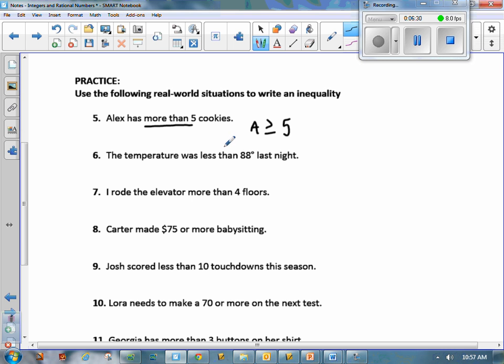The temperature was less than 88 degrees last night. So, well, we have 88 degrees and our temperature was less than. Could the temperature be 88 degrees? Well, it doesn't say that. It just says it's less than. I rode the elevator more than 4 floors. So in the elevator, more than is going to indicate greater than 4.